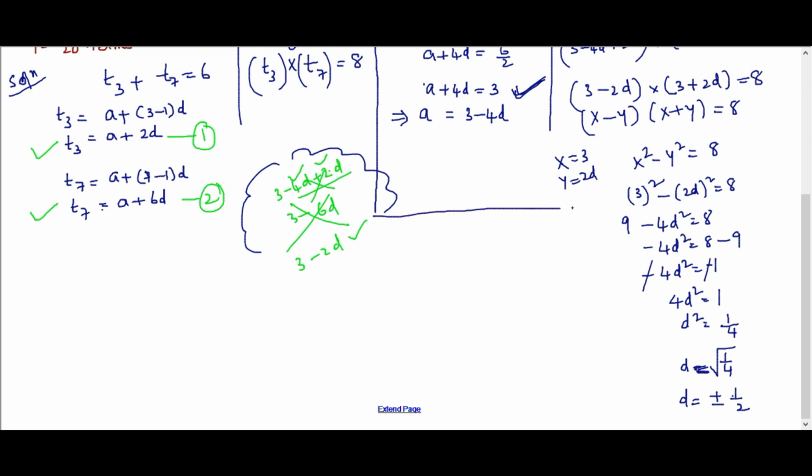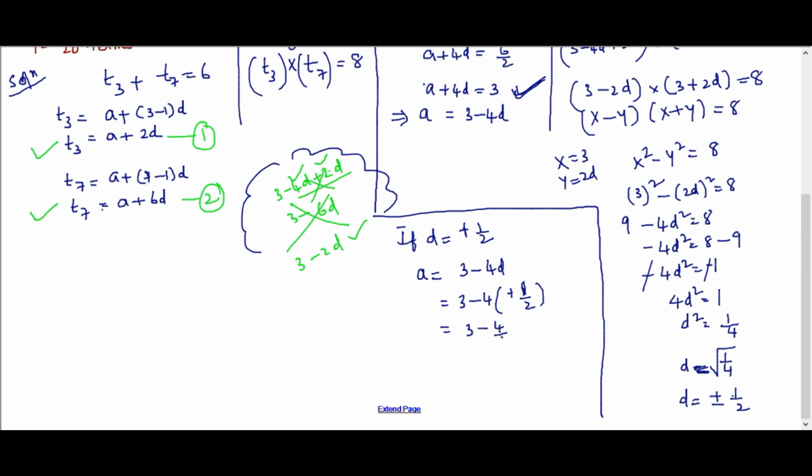Okay. Once you have this idea, all you have to do is solve for a. So if d is plus 1 by 2, if I consider d to be positive, then a will be how much? 3 minus 4d, so 3 minus 4 times plus 1 by 2. Correct? You have to take positive 1 by 2. Then it will become 3 minus 4 by 2, isn't it? 4 into 1 is 4. So it will become 3 minus 2, which is 1. Don't try to take LCM and all. If it is possible to cancel, keep it simple. Solve it. Okay, so that is 1. If d is plus 1 by 2, you get this.